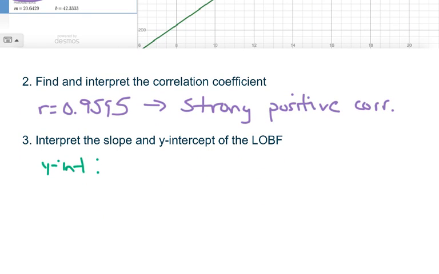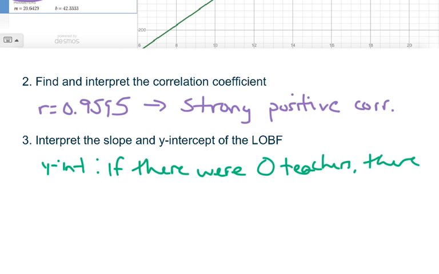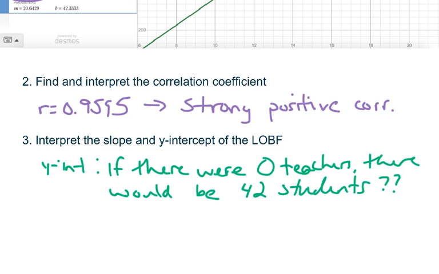We could say something like, if there were 0 teachers, there would be 42 students. That doesn't make a whole lot of sense. Maybe we can put a couple of question marks. That just doesn't make sense. But that's what the y-intercept technically means in the context of our example here. So, sometimes they're not going to make sense, but that's what it represents.